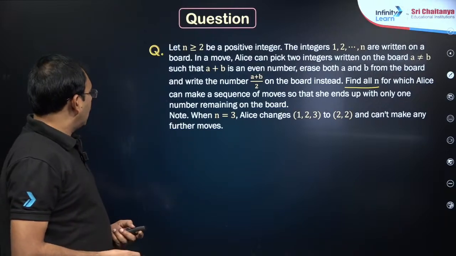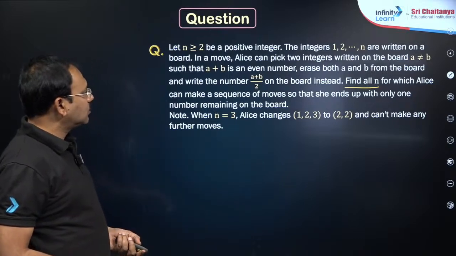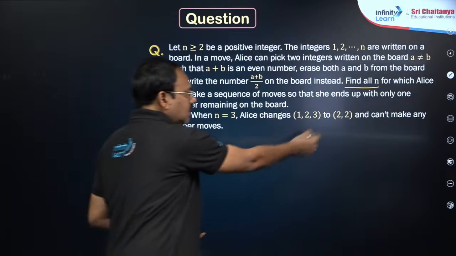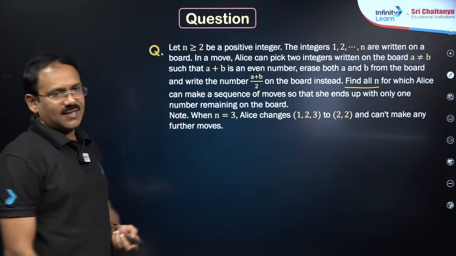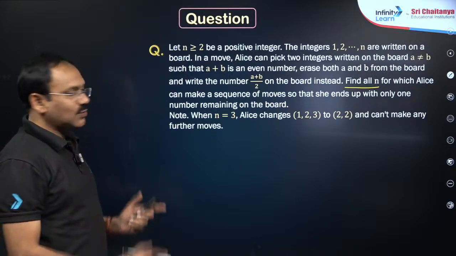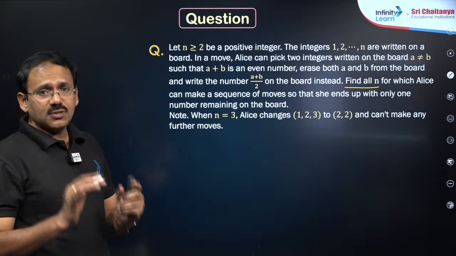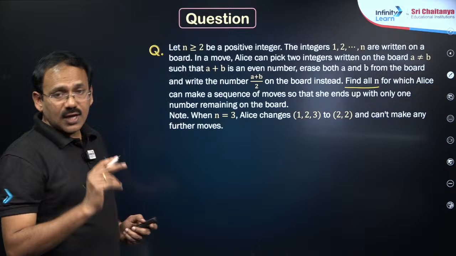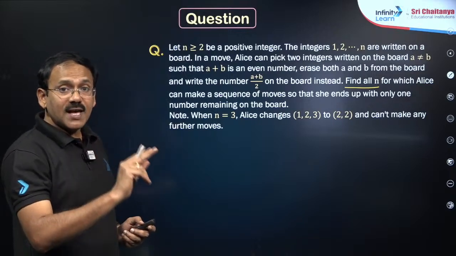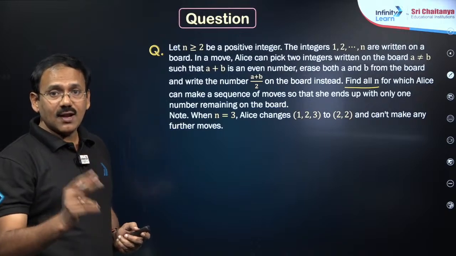So when n is equal to 3, 1, 2, 3 are there. You can replace 1 and 3 with 2, giving 2 2, you cannot move further. So it is not a successful case, right? So that is the point, my dear friends. Hope you have understood the question. If you choose some n, you have to take the first positive integers up to n. You take any two different numbers and replace those two numbers with their average. You have to take them such that both are even or both odd.